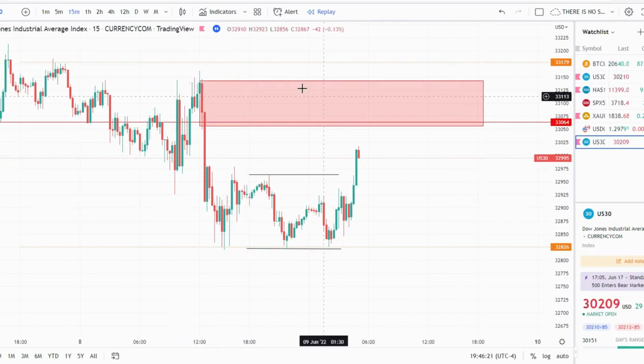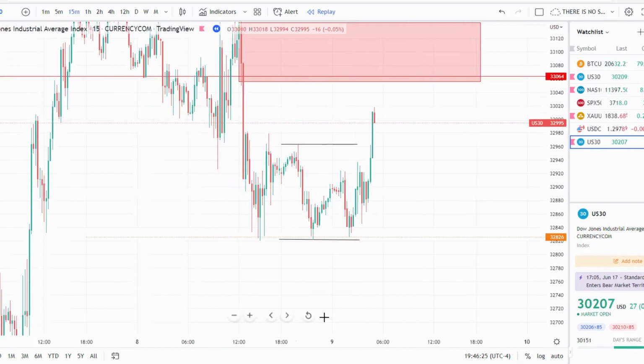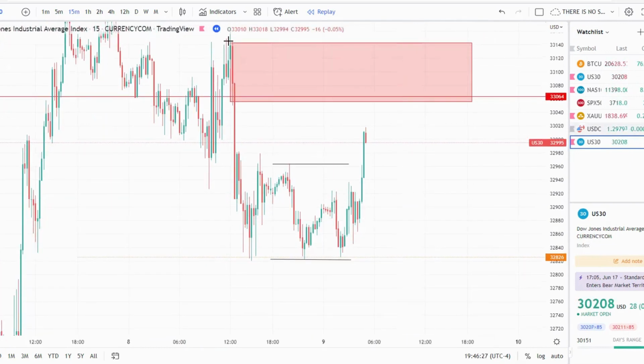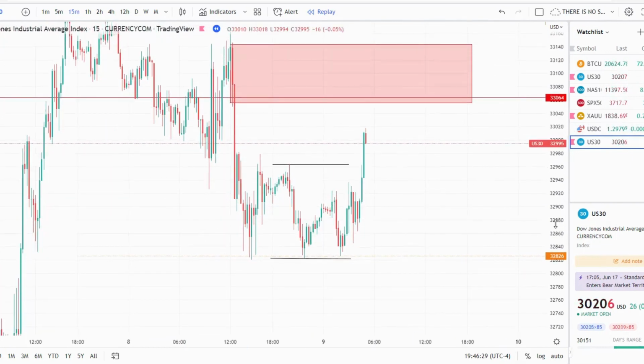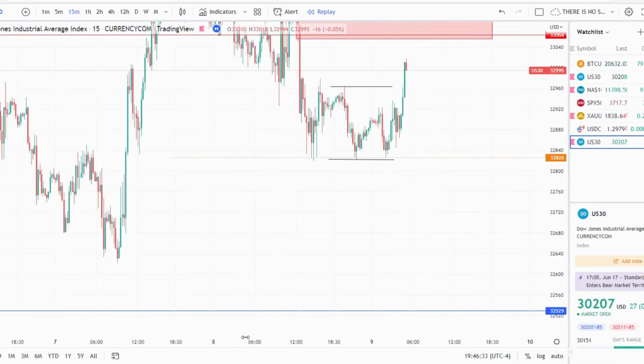My main concern is this imbalance in here, right? Cool. So guys, what I'm looking for is for the market to possibly head up into this OB and continue down. Of course, we have previous lows to target.